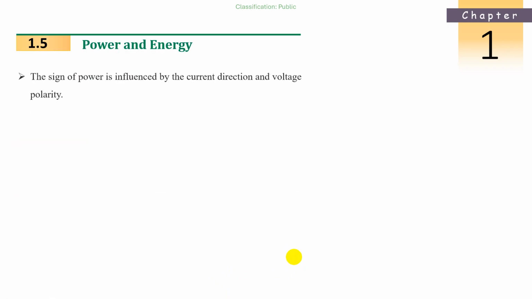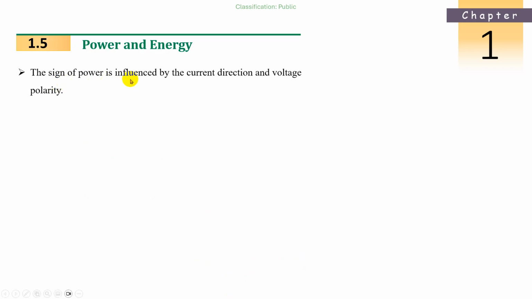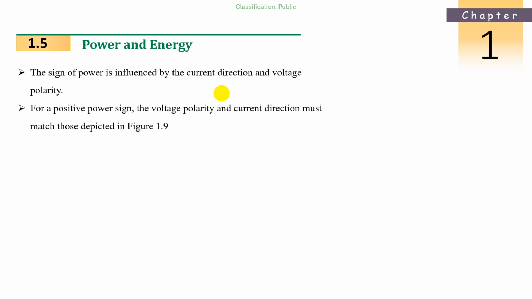Okay, now coming to how the sign of power is influenced by the current direction and voltage polarity. Here, how do we know that power is absorbed, and how do we know the power is delivered? That is given by the sign, positive or negative. For the positive power sign, the voltage polarity and current direction must match those in figure 1.9. Means the current should enter the positive sign of the voltage. Then only it is called absorbed.